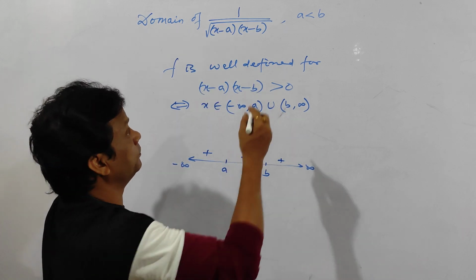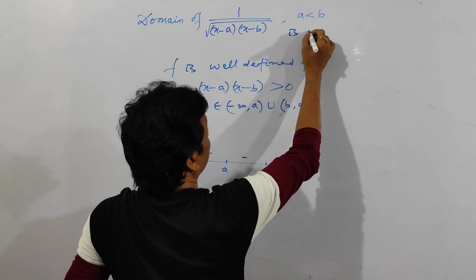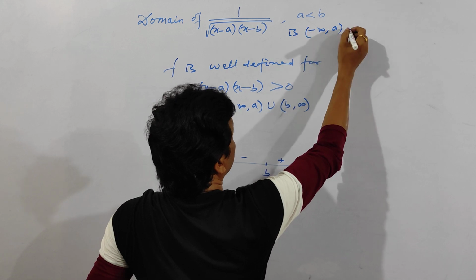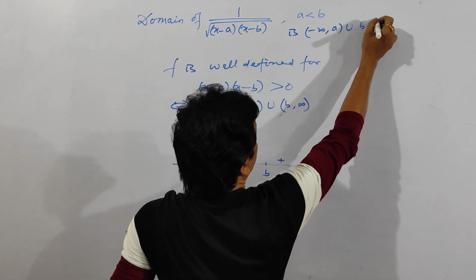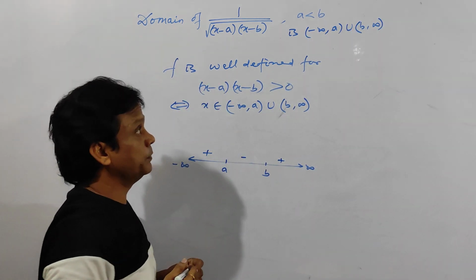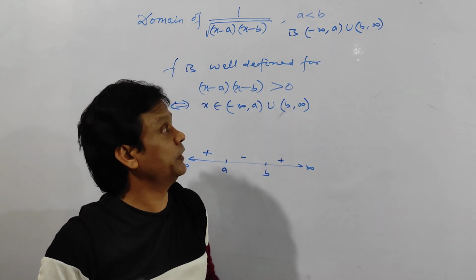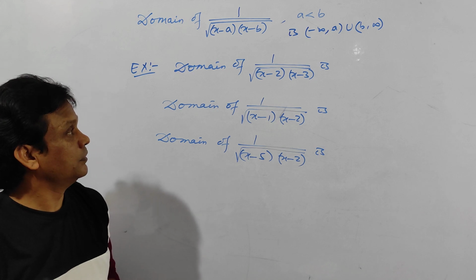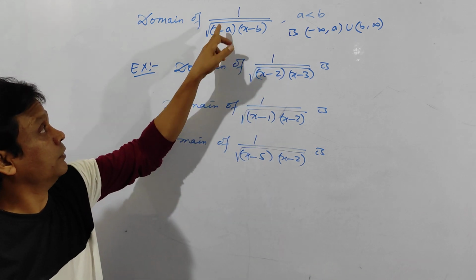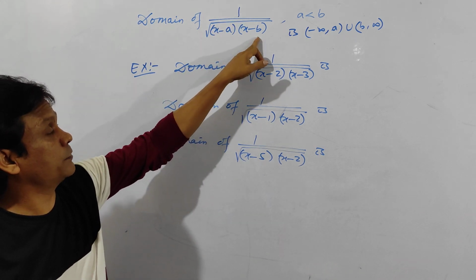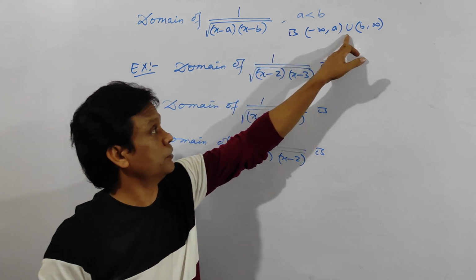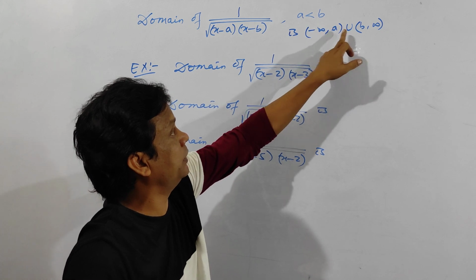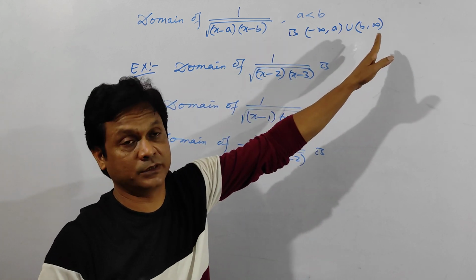Clear? So the formula is minus infinity to a union b to infinity. The smaller part should be written here and the larger part here. Clear? See, what is our formula? 1 by square root of (x minus a)(x minus b) is this one. The condition is that if a is less than b, a should be written here and b here, and all are open intervals.